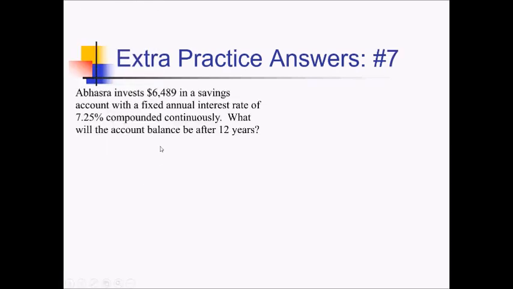On this problem, we've got Basra investing some money in a savings account with 7.25% interest. That's really nice. Compounded continuously, even nicer. We want the account balance after 12 years. Continuous compounding, we use the PERT formula here. So we're doing f of 12 for the input, and that's going to be our principal of $6,489 times e to the, let's see, interest rate.